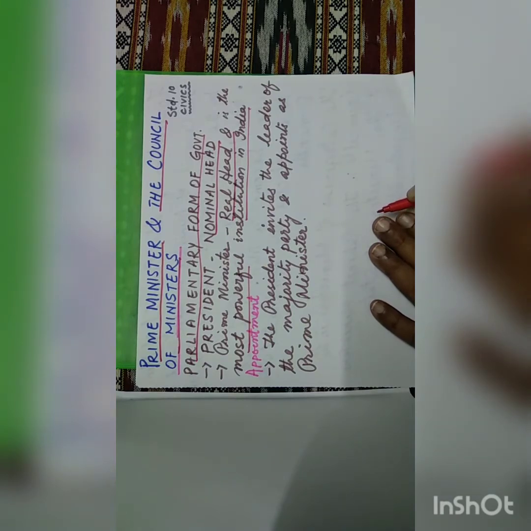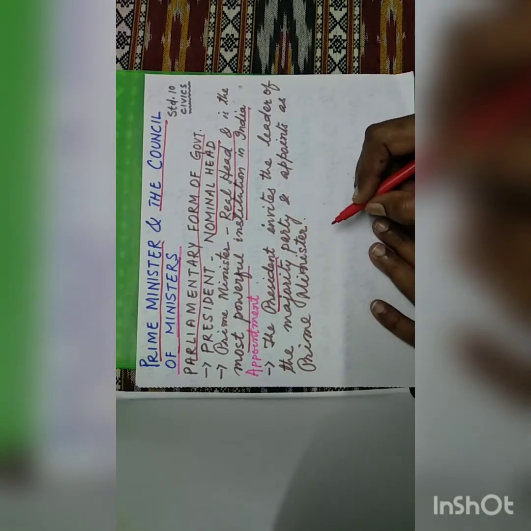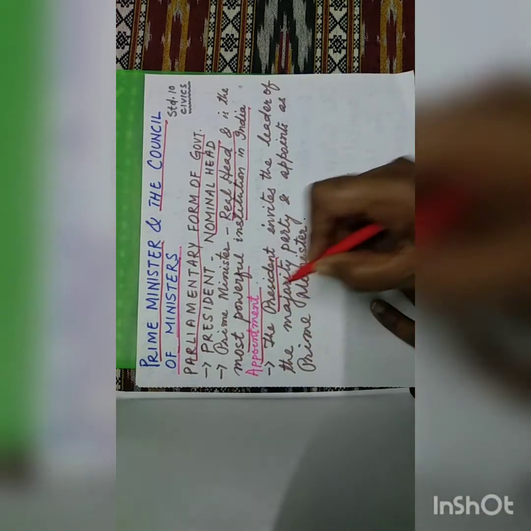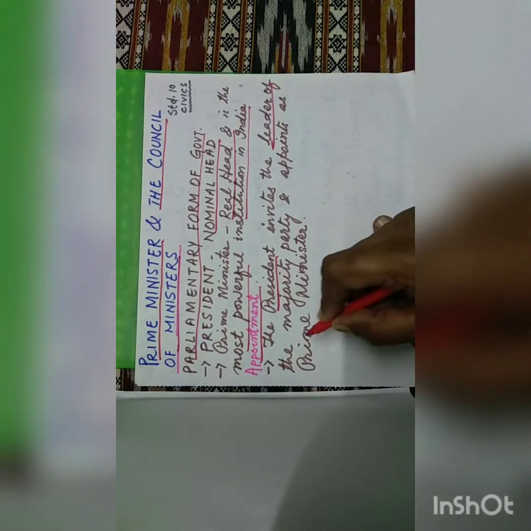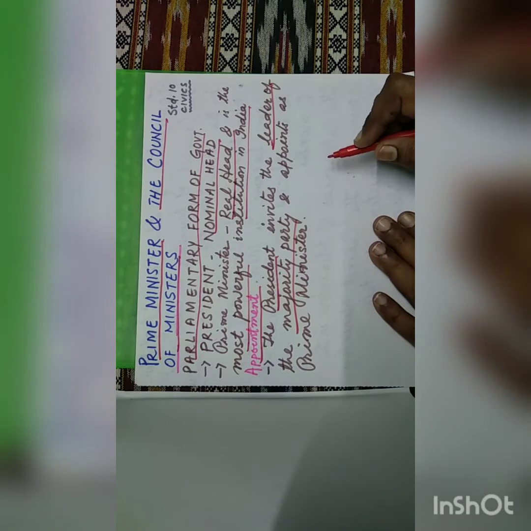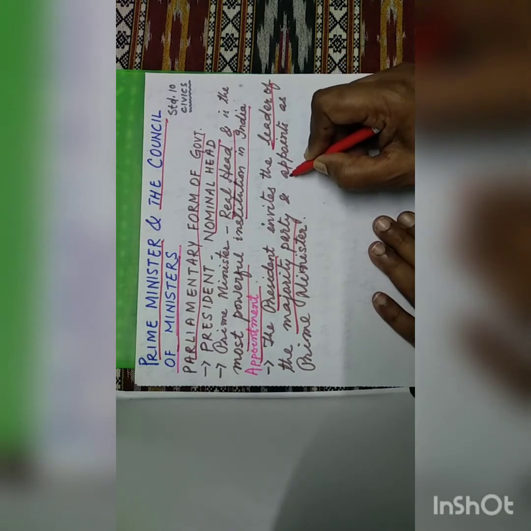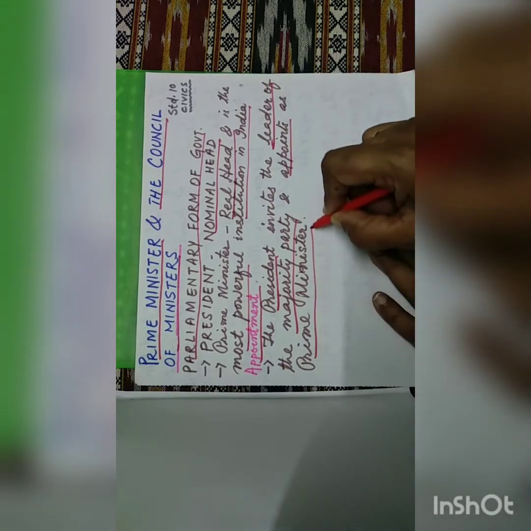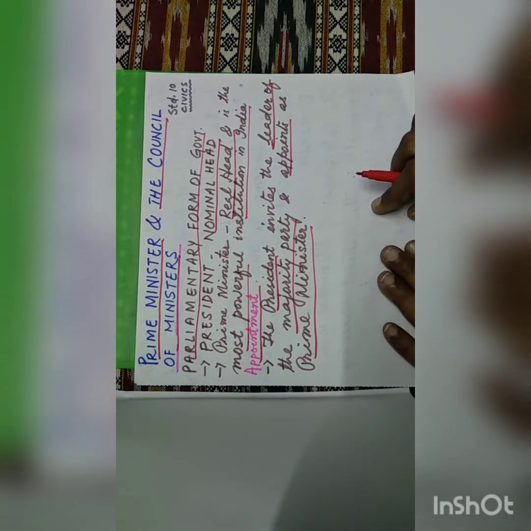The Prime Minister is appointed by the President after the general election. After the general election, when a party leads with a majority number of seats, it has a leader, and the leader of the majority party is chosen by the President to be appointed as Prime Minister. So, the President appoints the Prime Minister, one whose party has more seats than any other party.